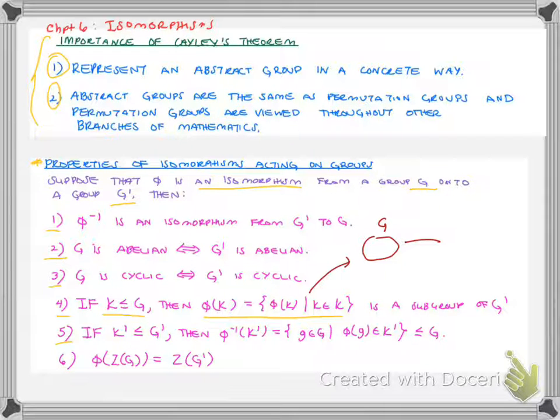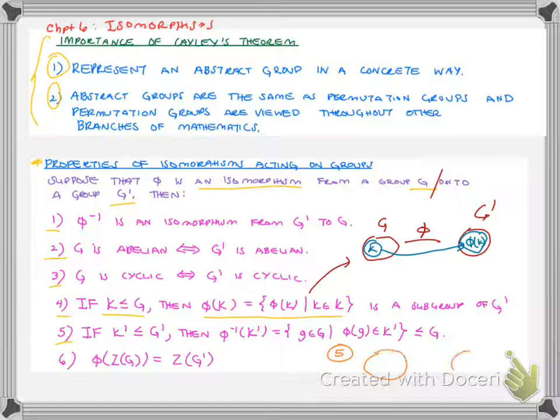So we have G, phi to G prime. Sorry for my scribble on here. I'm trying not to make it too big. All right, so this is saying if K is a subgroup of G, then phi of K, where all the values in K in our domain will be mapped to, that's also going to be a subgroup of G prime.